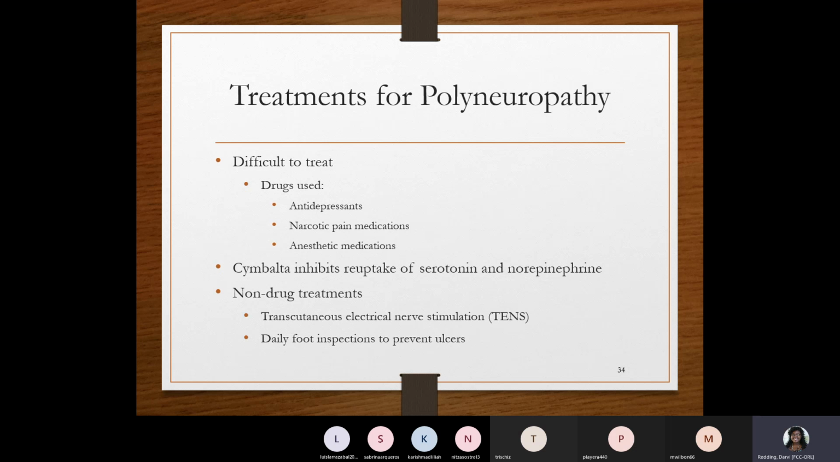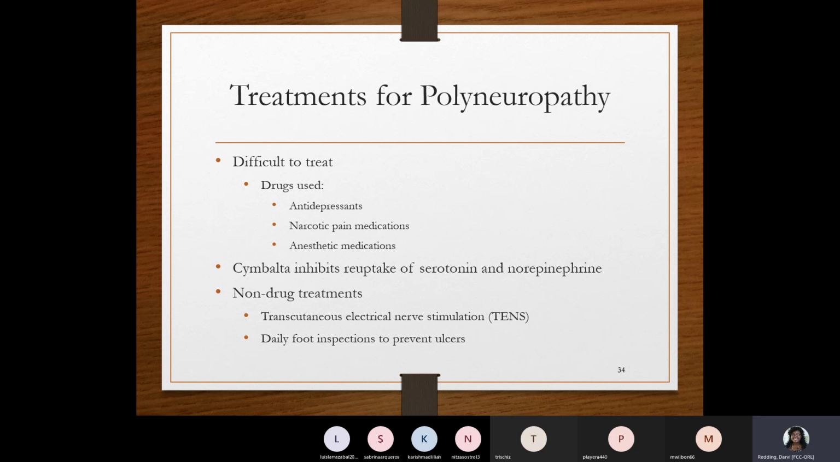So some ways to treat polyneuropathy. It is difficult to treat because, remember, it's something that affects the entire body. Some of the medications primarily used to treat this condition would include antidepressants, narcotic pain medications, as well as anesthetic medications. Now, one of the main medications used is Cymbalta, which works by inhibiting the reuptake of serotonin and norepinephrine.